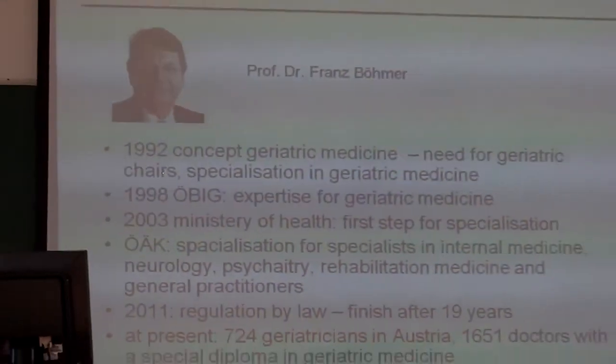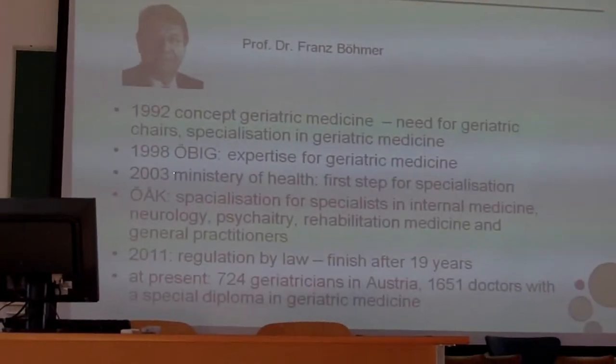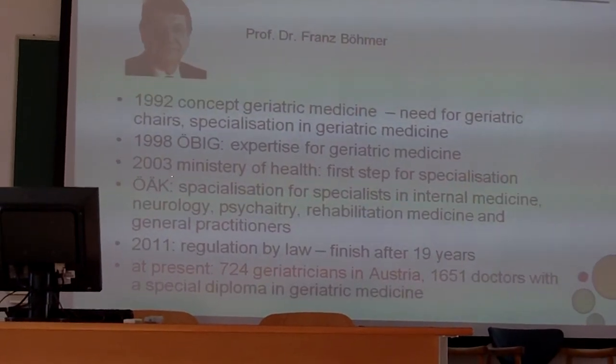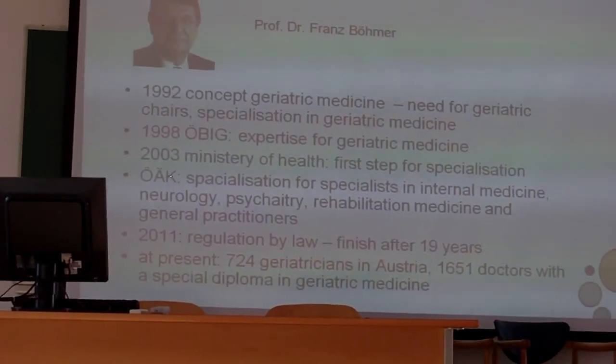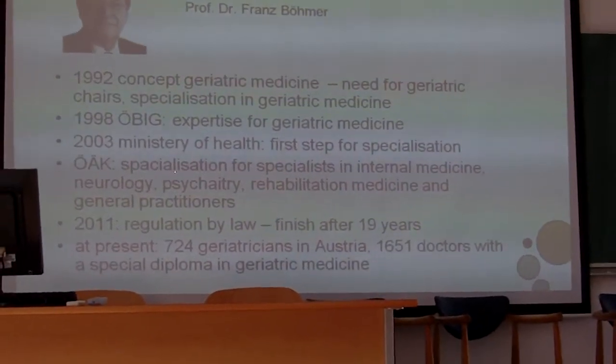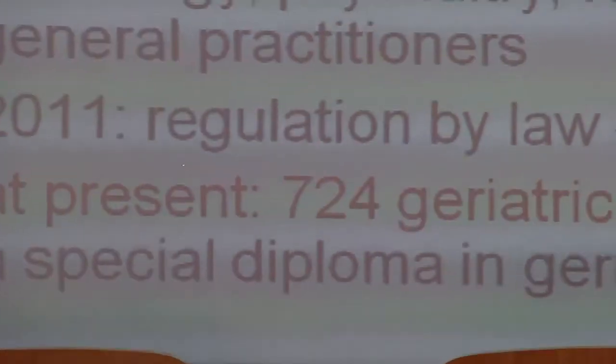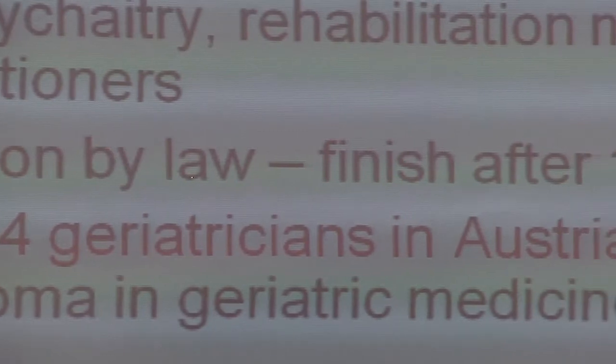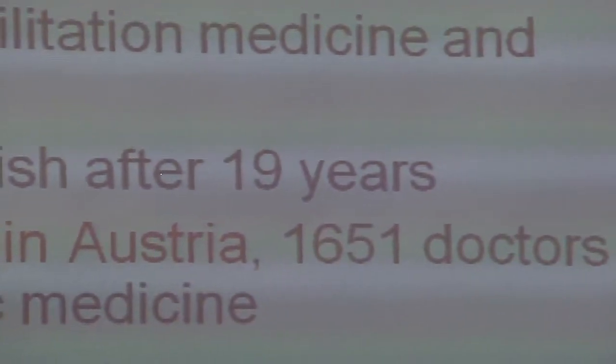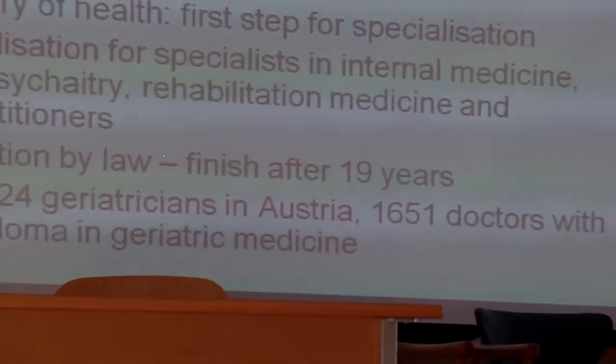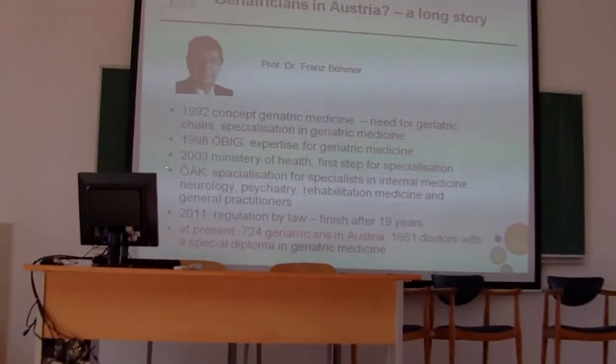Yeah, Professor Böhmer was one of the initiators. He was in charge of the Society of Geriatric Medicine for 20 years. And in 1992, so 20 years ago, there was a concept that we have to promote geriatric medicine in Austria. And then a lot of steps had to be done. It took 6 years. The Austrian Institute for Health took the issue up, and we discussed, like you do now for palliative medicine, on the governmental basis.